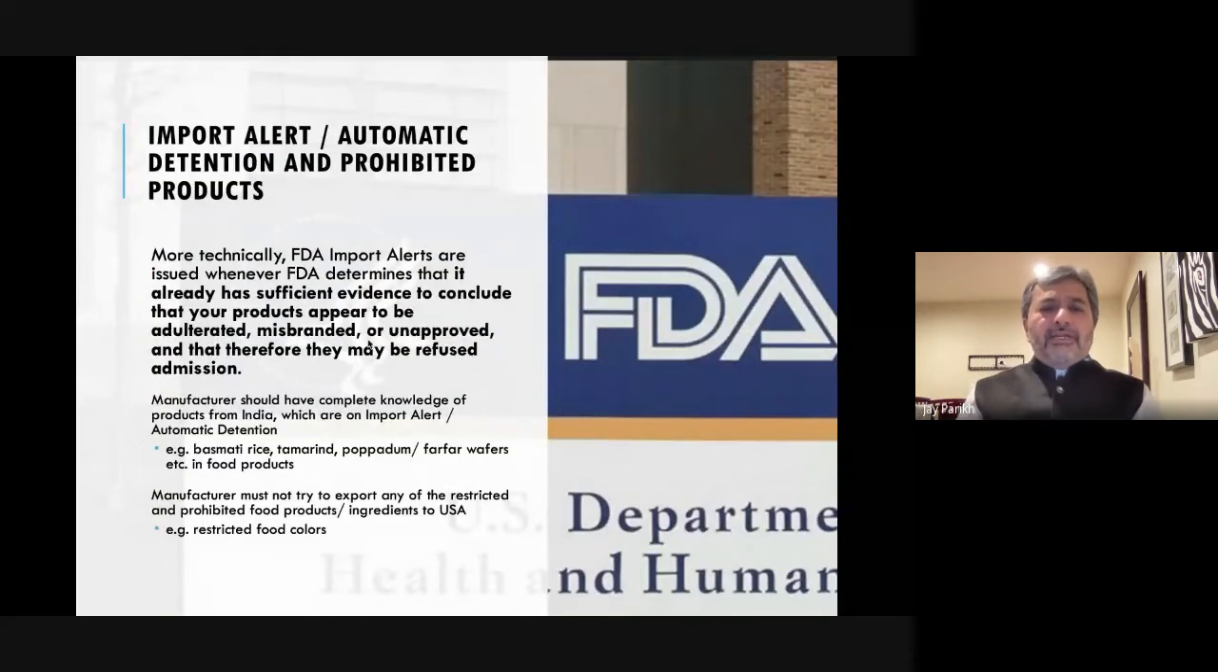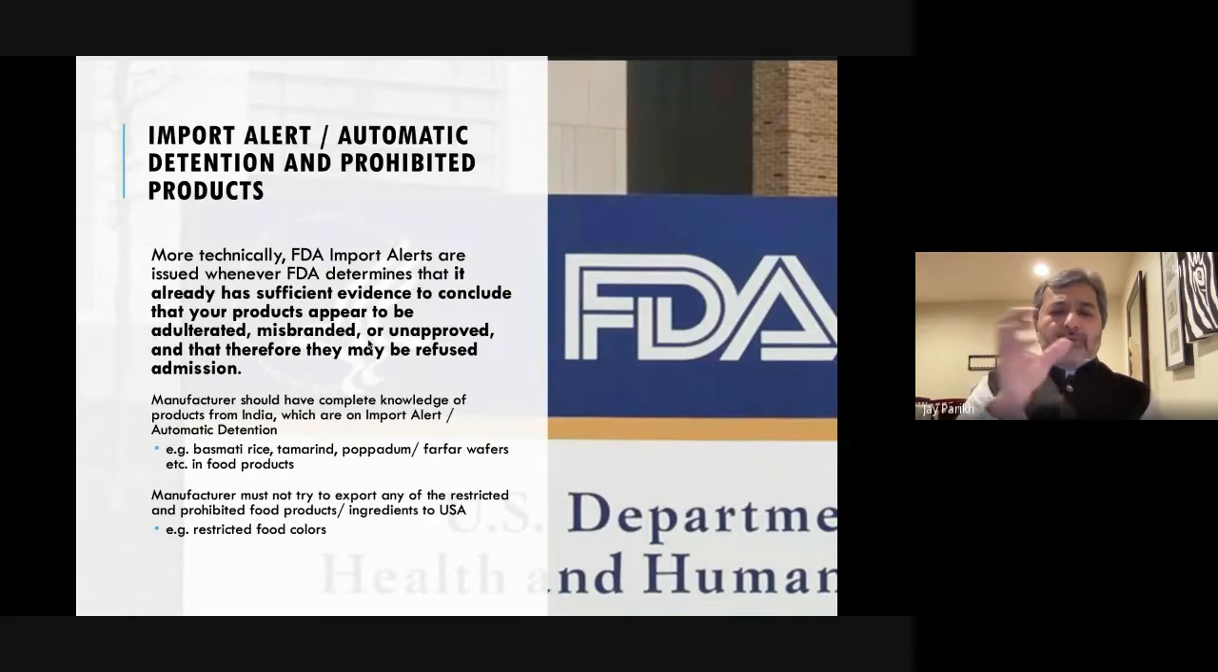Import alert, the automatic detention and prohibited products. The import alerts are mainly by the FDA, the Food and Drug Administration. They put an import alert, or do not enter list, because the products appear to have been adulterated or misbranded. You are selling something and branding it as something else, so it's called misbranding, or they are not approved at all. In our food business, a product which is very common in India, the pan parag, is not allowed in the US unless you sneak it into the US. That's a different story, which we are not talking about here. So legitimate import of pan parag is not allowed. Those are on import alert, and others are on detention. So they are not refused, but they will be detained.